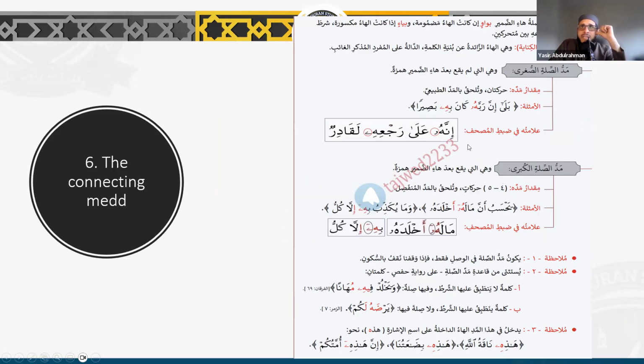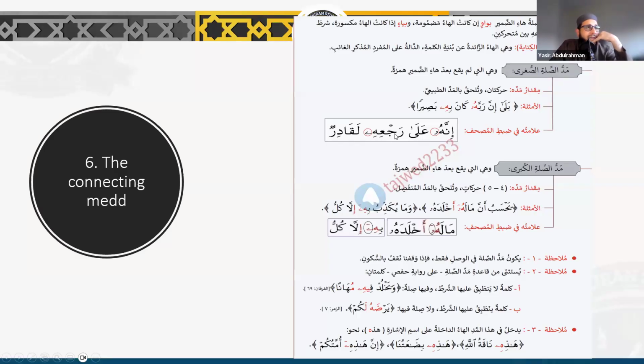The lesser connecting is the one which is associated with the natural med. Its sign in the Mus'haf is a small waw like this, or a small inverted ya like this. This only happens after this ha. This ha, we call it ha of dhamir, the pronoun ha, which represents the masculine third person singular in English.